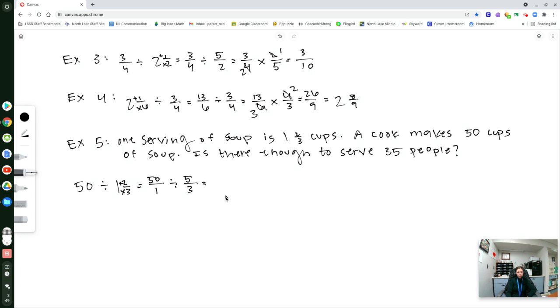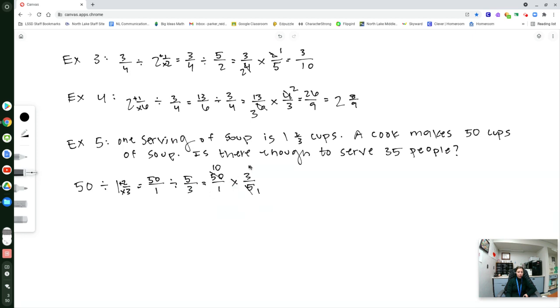Now we're ready to keep change flip. So we're going to keep the first one the same, keep 50 over 1 the same. Change to multiplication, and then flip the second fraction. Use its reciprocal, which would be 3/5. Now we're ready to look for cross canceling. If I look at this diagonal here, it's like I have 50 and 5. It's like I'm trying to simplify 50 over 5. What's the biggest thing that fits into both of those? Well, that would be 5. 50 divided by 5 is 10. 5 divided by 5 is 1.